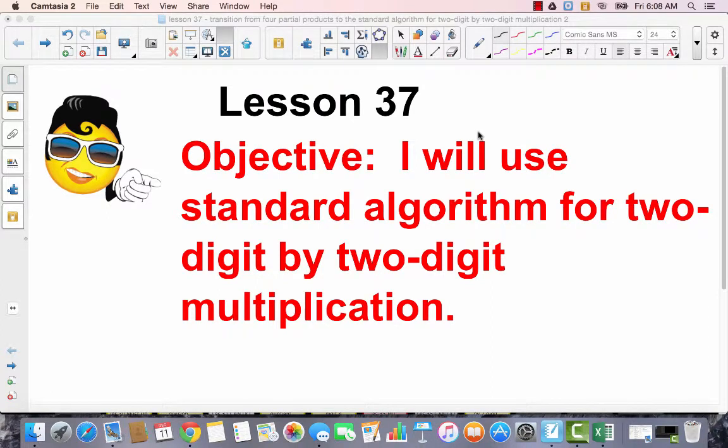Lesson 37, I will use standard algorithm for two-digit by two-digit multiplication. So yesterday, in lesson 36, we learned to use area model and partial products to multiply two-digit by two-digit numbers. Today we're going to be transitioning away from that into what's called standard algorithm, which is basically the strategy that your parents would use.